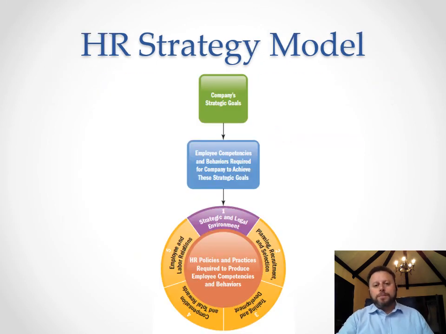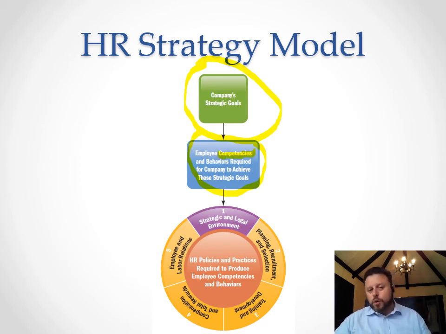So we start with something called, well, this is an HR strategy model. We'll talk about this a little in class. I know it's small here, but we start with big: what are our strategic goals? And from there, what are the employee competencies, the skills that are needed to achieve those goals? Do we need the employees to be good at communication? Do we need them to be good at sales? Do we need them to be good at web design? Do we need them to be good at marketing or advertising or engineering or writing? What skills do we need to accomplish our goals?